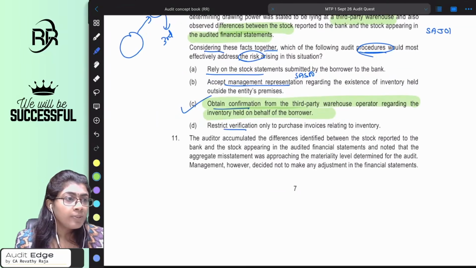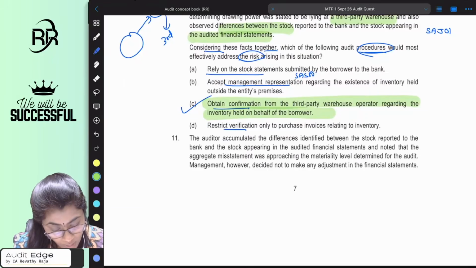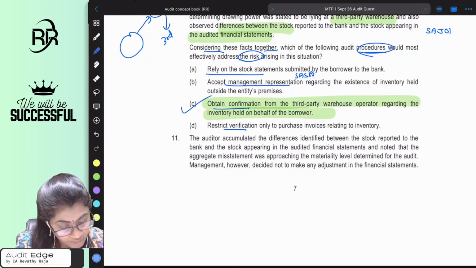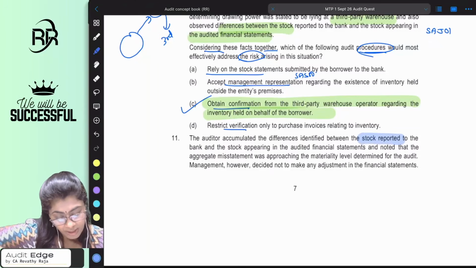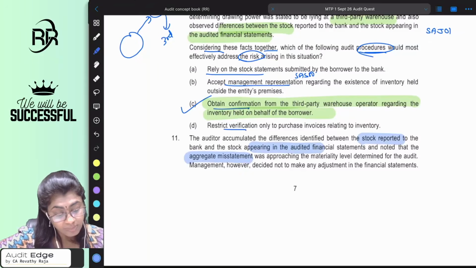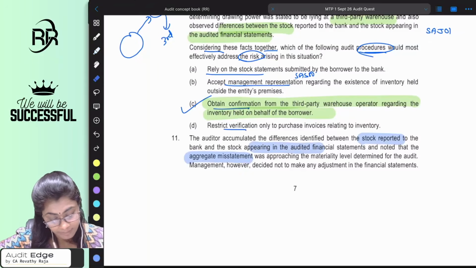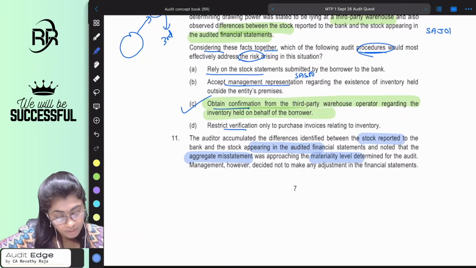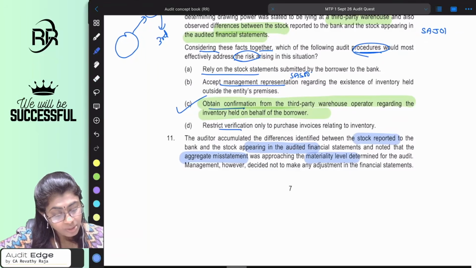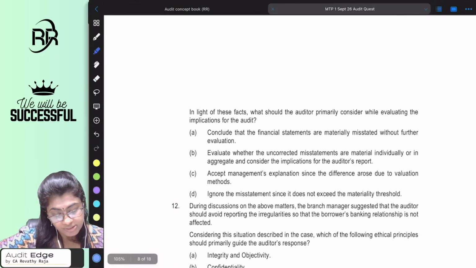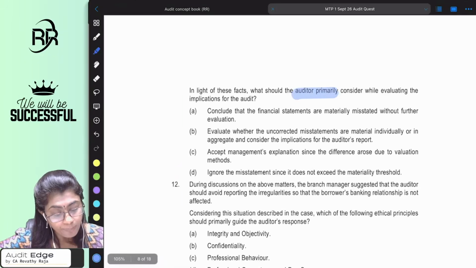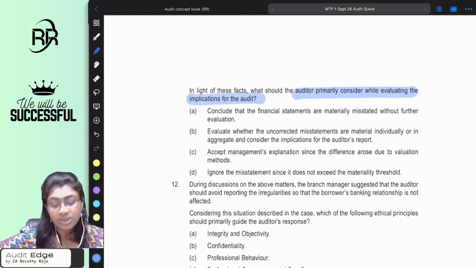Can we go to the next one? Yeah. The auditor accumulated the difference between the stock reported and the stock appeared in the audited FS and noted that aggregate of misstatement was approaching materiality level. Management, however, decided not to make any adjustments in FS. In the light of the facts, what the auditor should do primarily in evaluating the implications.